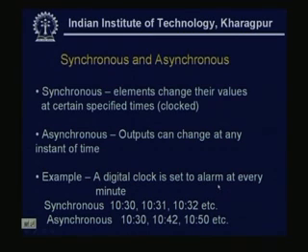Now, another two terms are very important when we read digital systems. One is called synchronous, another is called asynchronous. So, what do you mean by a synchronous system? A synchronous system is one where the elements change their values at certain specified times. Certain specified times means only at some specific times they can change, and normally we call that clocked. We will discuss that later.